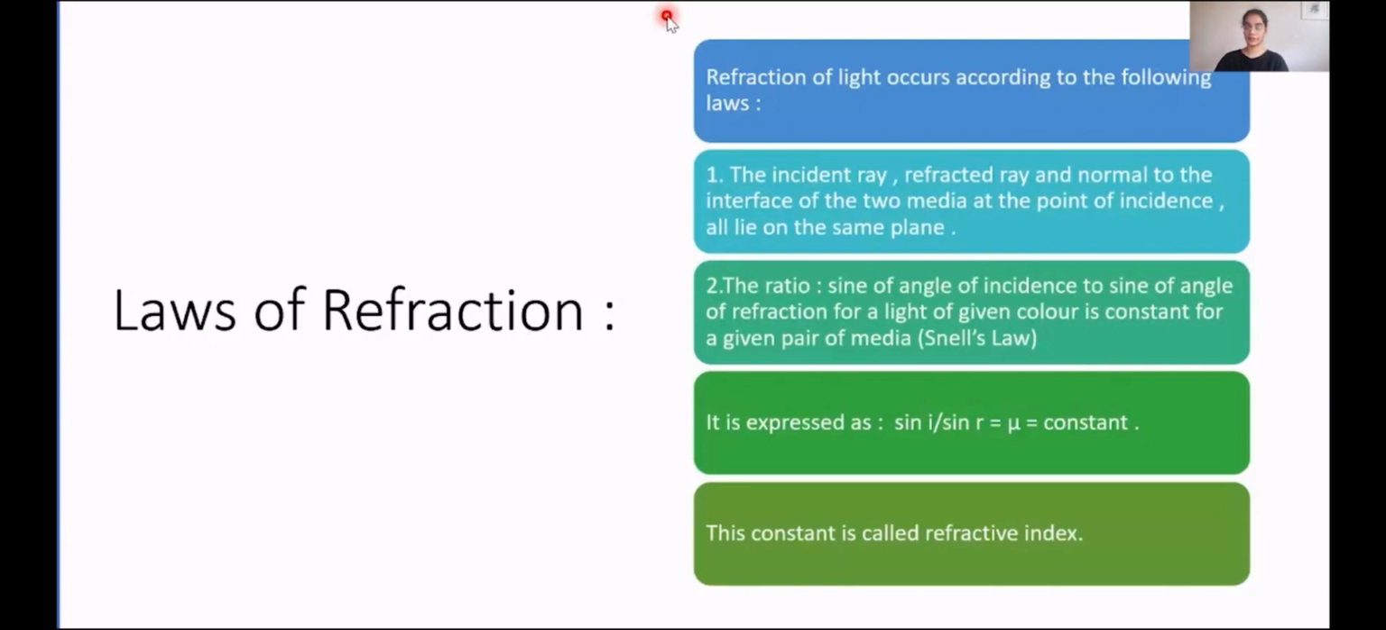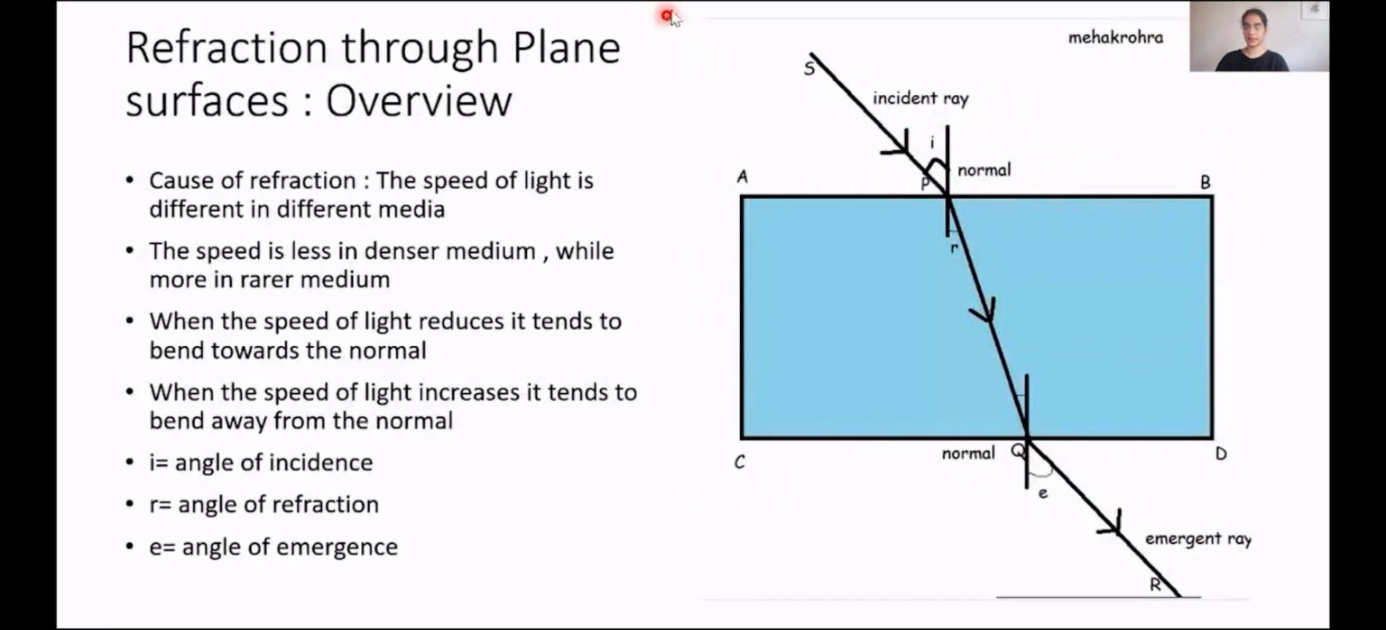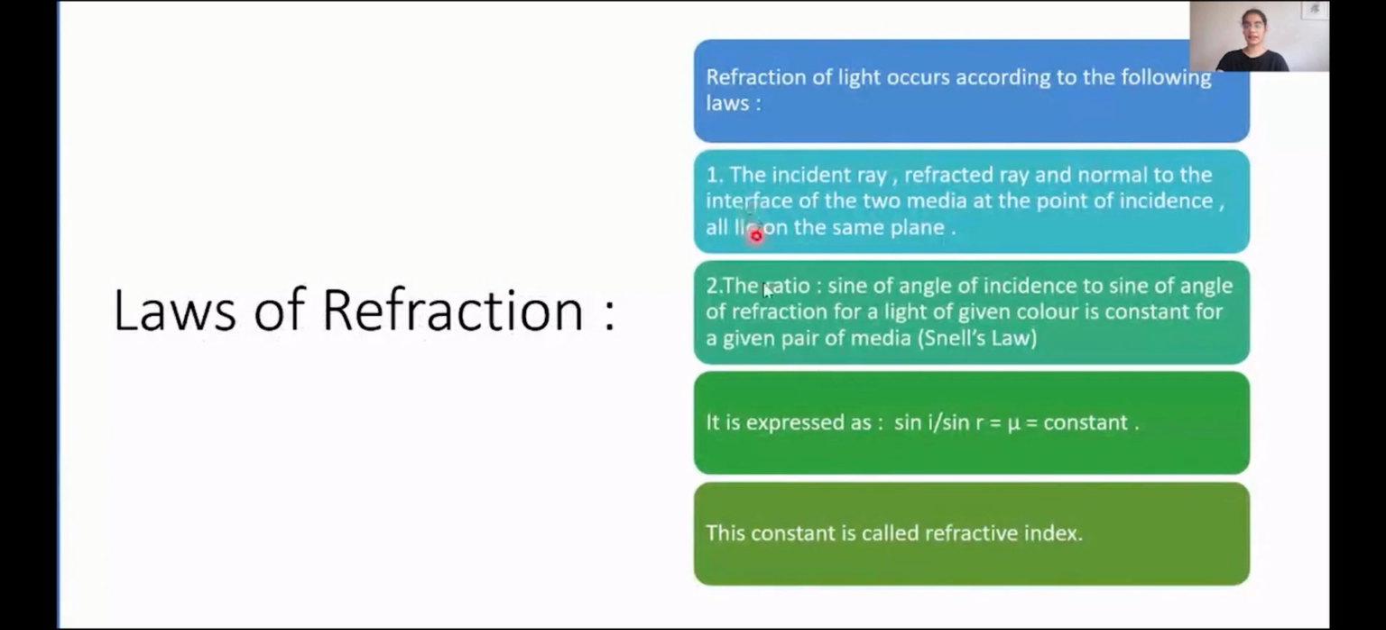Let's look at this law. The incident ray, this is the refracted ray, and the normal. At the point of incidence P, they are all lying on the slab AB, and hence they all lie on the same plane. Next rule, the ratio of sine of angle, sine is a trigonometric ratio. So the sine of angle of incidence, that is sine I, to the sine of angle of refraction, that is sine R, for a light for a given color.